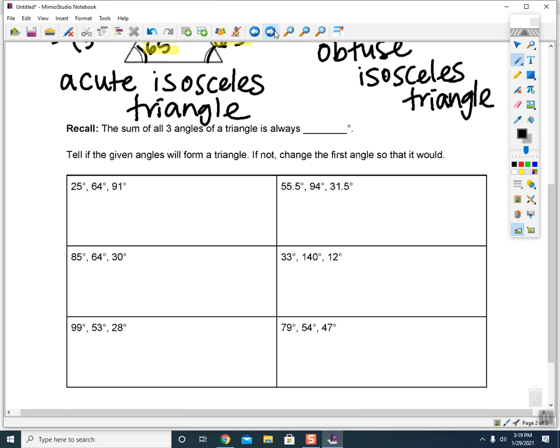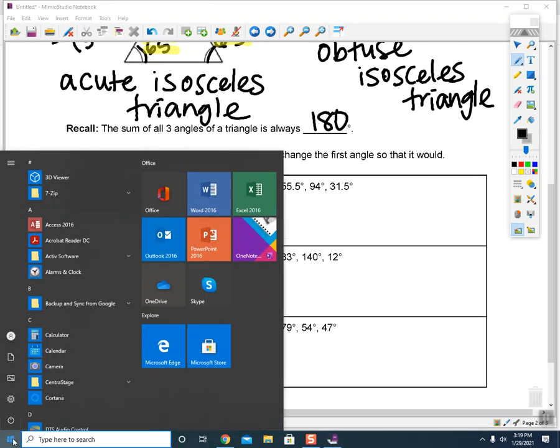Okay, so we know that the sum of all 3 angles of a triangle is always 180 degrees. So this next part, what we want to do is figure out, if I have these 3 angles, is it going to give me a triangle? Will I be able to form a triangle of those 3 angles? The way that I'm going to figure that out is by just adding these all together. I'm going to take 25 plus 64 plus 91. If that equals 180, then it will form a triangle. So let's test it out.